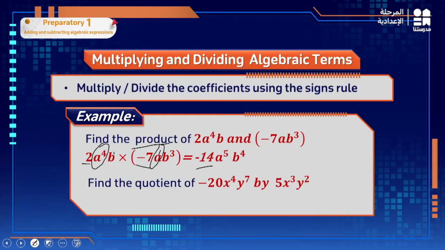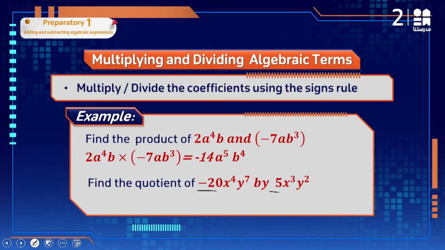Now find the quotient of negative 20 x to the power of 4, y to the power of 7 by 5x to the power of 3, y to the power of 2. Do you remember what we have to do? In division, we are going to divide the coefficients and subtract the exponents for the same variable. Here we have this one. Negative 20 divided by 5. Here, that's our Chinese face. Negative divided by positive is negative, so it's negative 4.